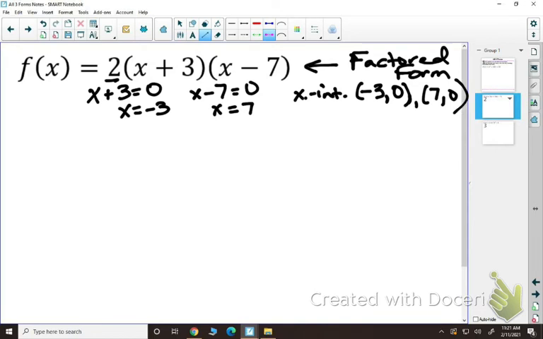Which one do you want to do next? Let's do standard form. So to do standard form, we're going to have to multiply this out.